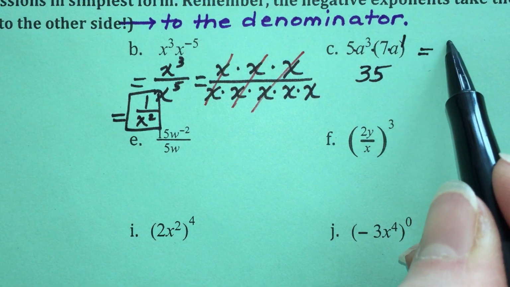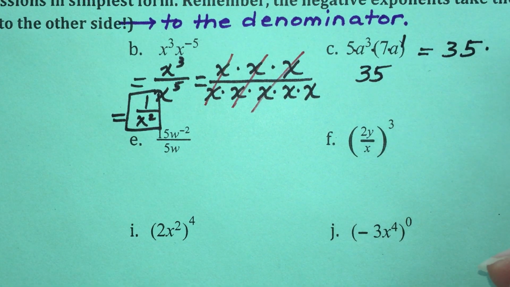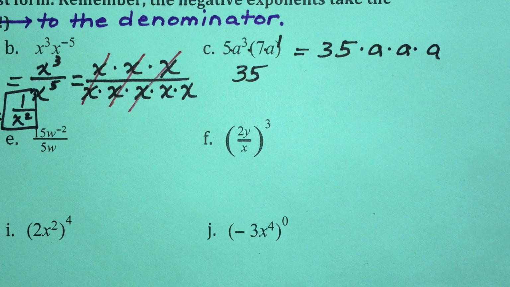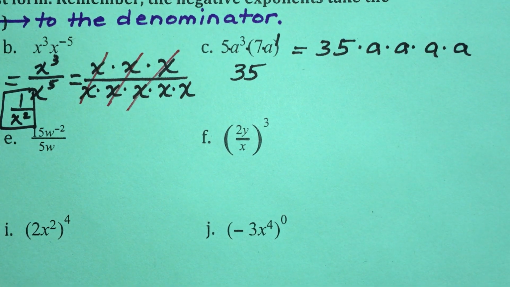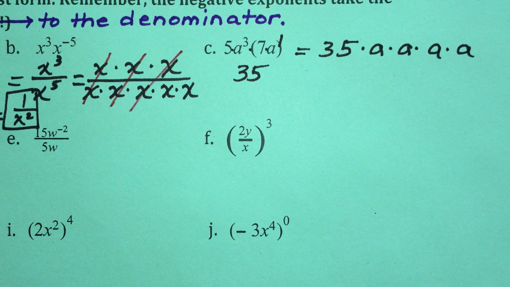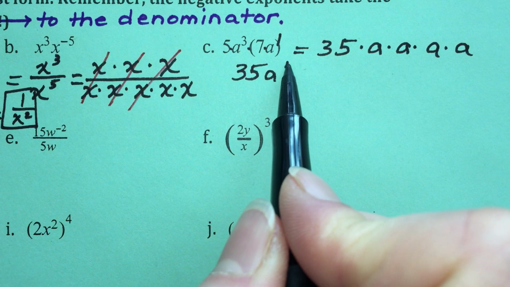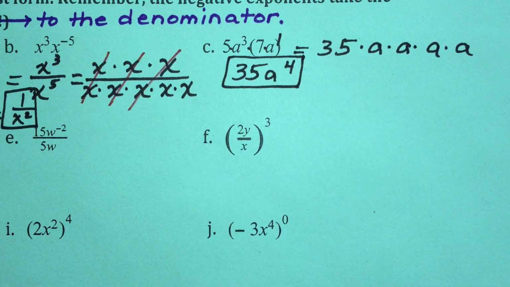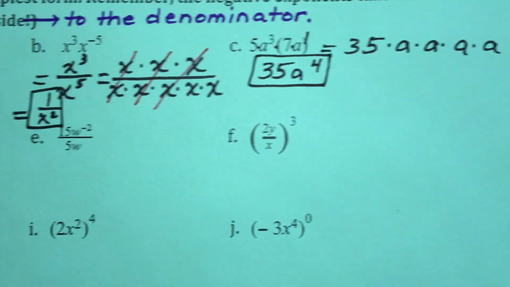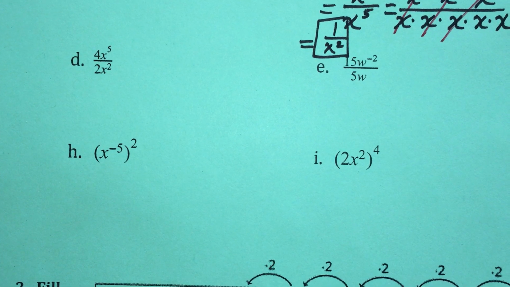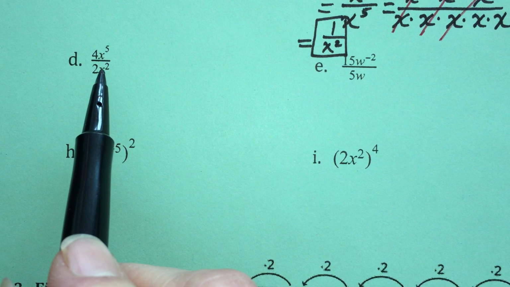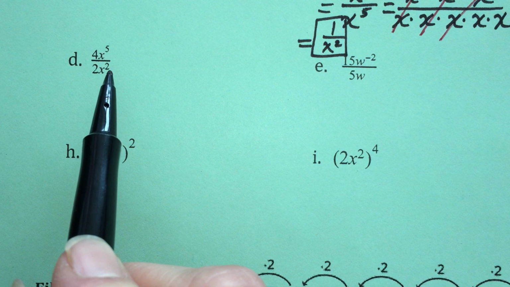So let's write that out as 35. And then we have a to the third is 3 a's. A to the first is another one. We have a total of 4. You could just add those exponents. So 35a to the fourth is simplified. It's shorter. Everything's combined. Let's keep going here. So for our next one, you want to expand out. This is really similar to part B, where I expanded out all those x's and canceled.